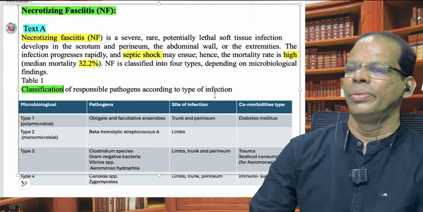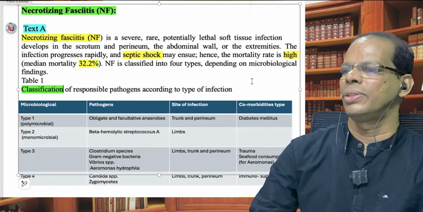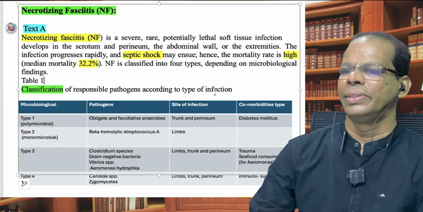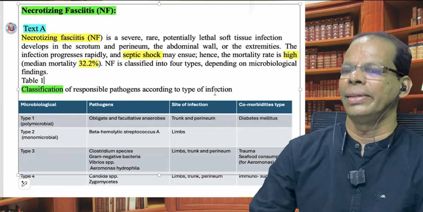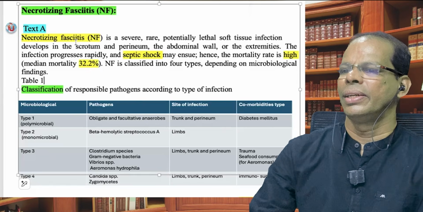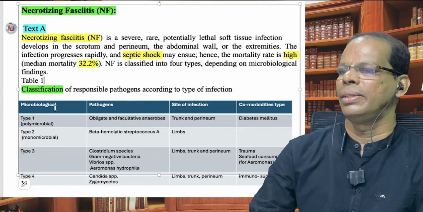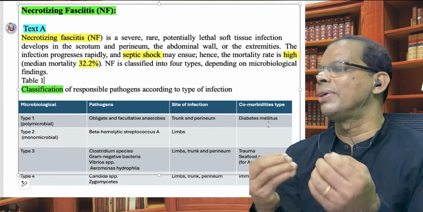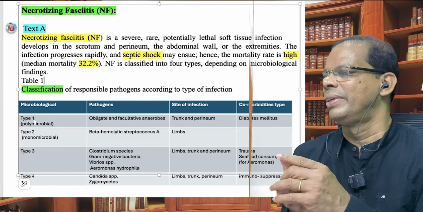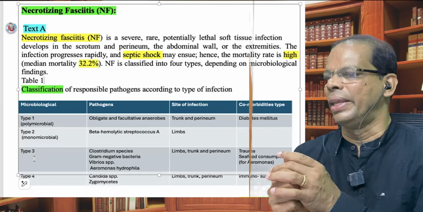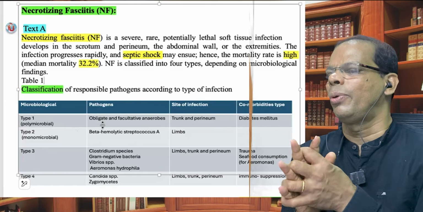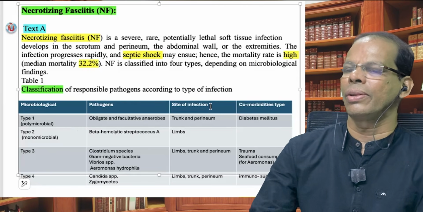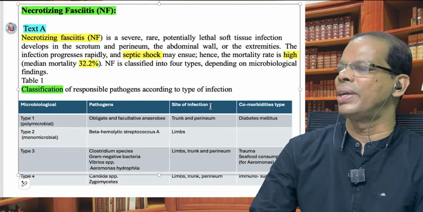Now, microbiological pathogens, site of infection, comorbidities, type. So type 1, type 2, type 3, classification. Here, just have an idea what these pathogens are. These are the site of infection, where the infection will happen, which part of the body. As soon as a part of the body is asked in the question, the answer will be in this column, right? You have to connect that part of the body with the type of infection.